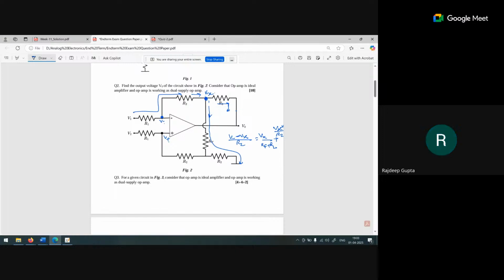Sir, if this is Vx, then the voltage across the R2 is also Vx, no? Where the RF is connected, this voltage is also Vx, no? Yeah, RF is connected on this terminal, and through this one it will go to R2 to ground.